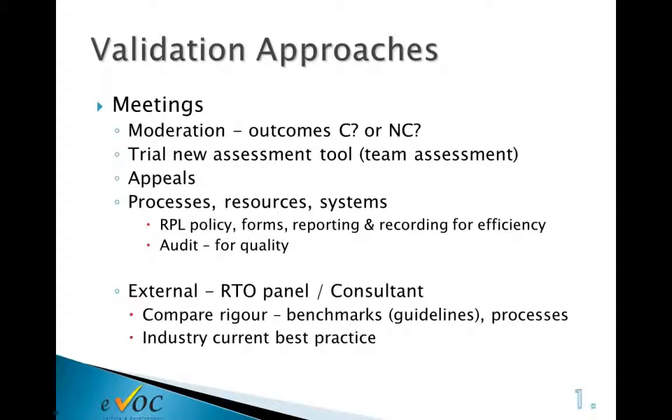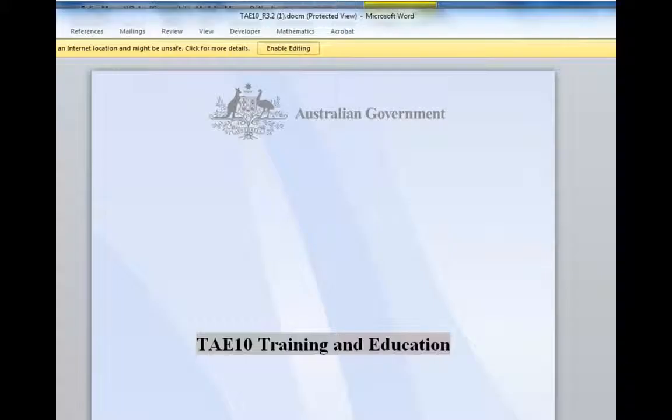Now there's also external panels, and this is where you might have representatives from different RTOs, and they would all get together and compare the assessment tools that they use for the rigour of those tools. So whenever you're going along to an external panel, you'd be wanting to take along a copy of the full training package. So this one here, TAE 10, is the 1,000-odd page document, and you'd be armed with that, so then you can be making objective comments, and you would be pointing to particular requirements within that training package.